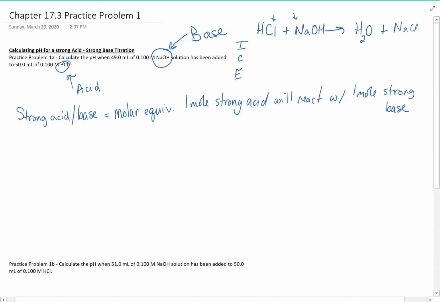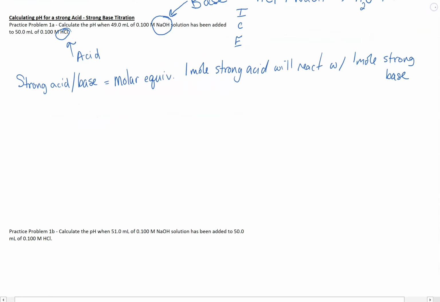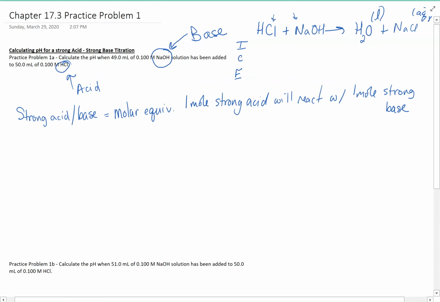Now, with an ice table, I want to remind you, the stuff that doesn't matter is going to go aside. Our strong acid and our strong base are going to be the ones that have molar amounts that matter. Our water and our NaCl are both things we don't really care about, especially since we're trying to get to a pH. pH meaning that we're going to have either H or OH left over in order to get it. Okay, so now we're going to start with our initial information.